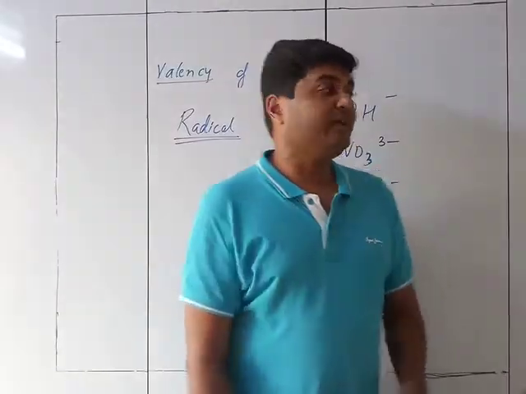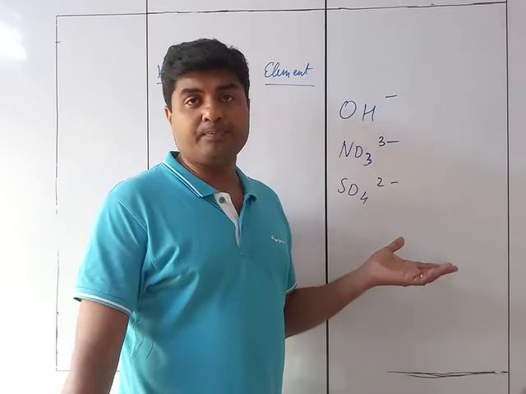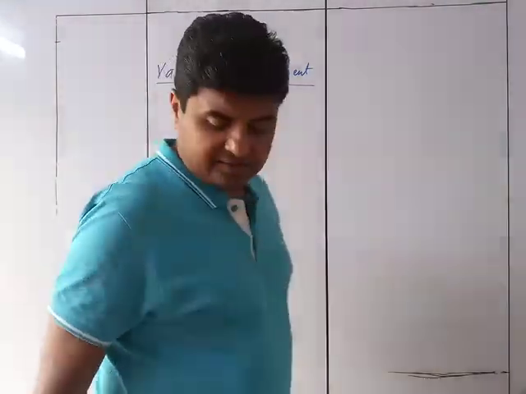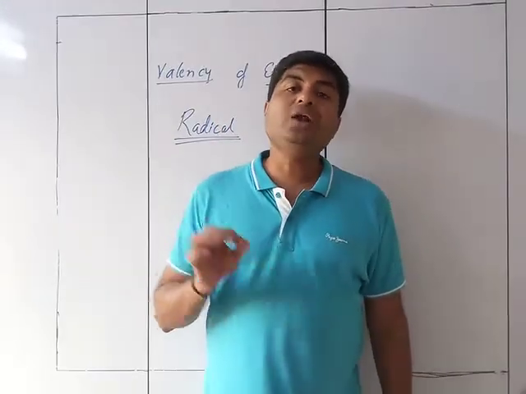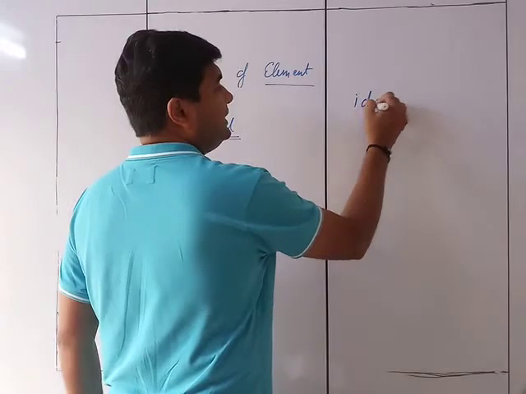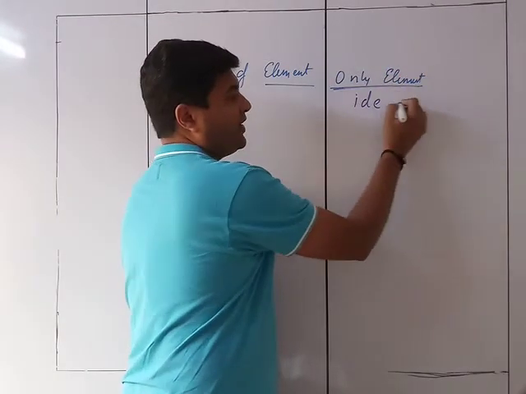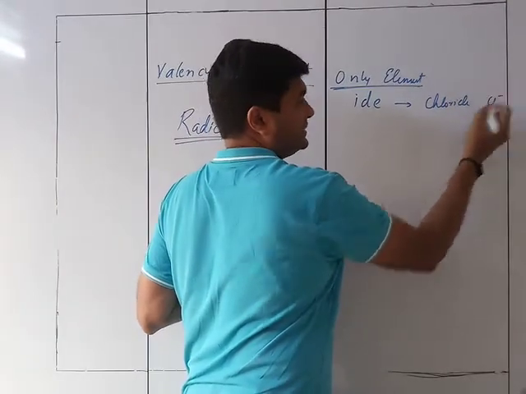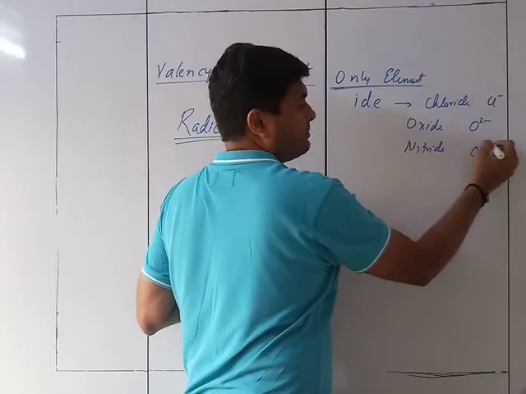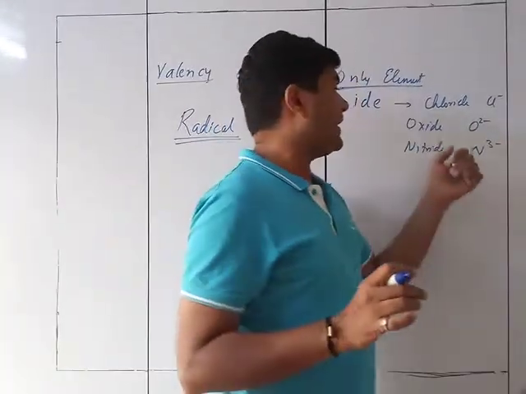Now, in the case of radicals, the negative radicals also need to be given proper names, because if they are not, we will not be able to identify them when writing in sentences. It is normally seen that if the radical is only that element itself, it is given the suffix IDE. That means only the element is IDE. For example, chloride, which is Cl minus, oxide, which is O minus 2, and nitride, which is N minus 3. These are all single elements by themselves. If the element is alone, we call it IDE.